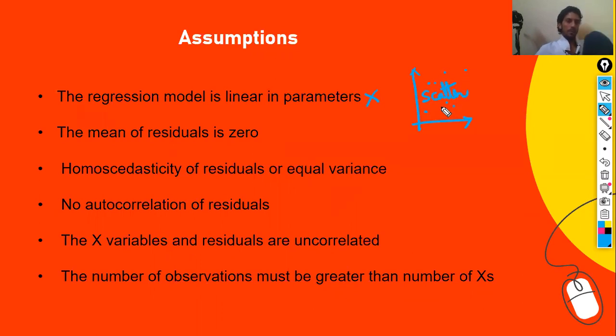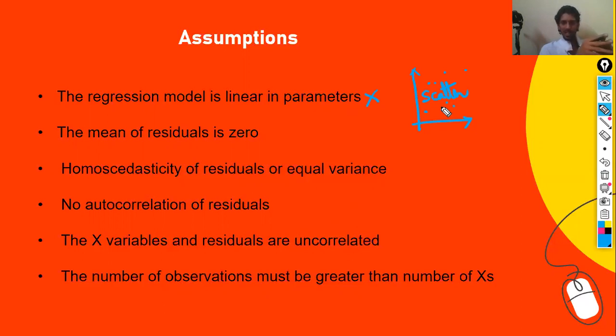All right, now the mean of residual should be 0. The homoscedasticity of residuals, or you should have equal variance. Now this is something that we know, and there should not be autocorrelation of residuals. Now if in case you have autocorrelation of residuals, then there is a problem. Then the x variables and the residuals should be uncorrelated.